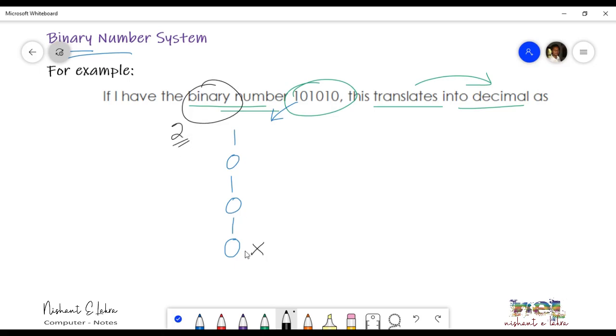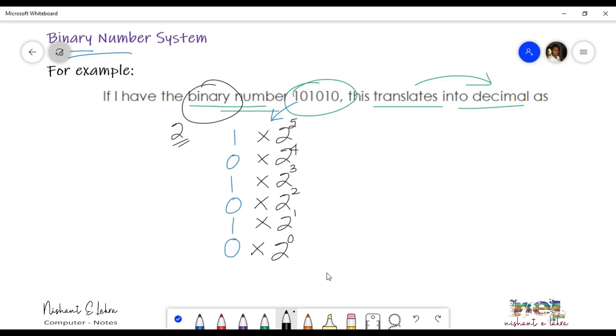The base is 2. So we'll multiply 0 into 2 naught, right? We have talked about this before. And the next one is 2 to the power 1. The next is 2 to the power 2. The next is, I'm sure you know it, right? 2 to the power 3. Very nice. And the next is 2 to the power 4. And the last one here would be 2 to the power 5. Very well.